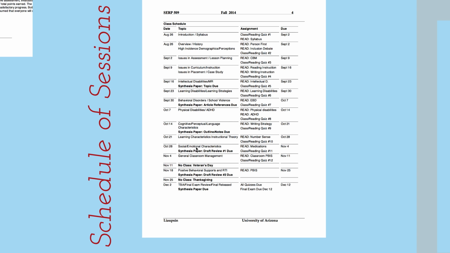Then we back out and we take a very broad characteristics approach, which is what are the characteristics of kids who end up in these categories in terms of their cognition and their perception and their language. And what are their learning characteristics, and we'll talk a little instructional theory. And what are their social emotional characteristics. And then we round up the class with some general classroom management procedures for kids in high incidence categories. And we talk about positive behavioral supports and RTI.